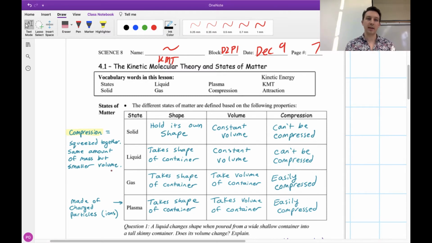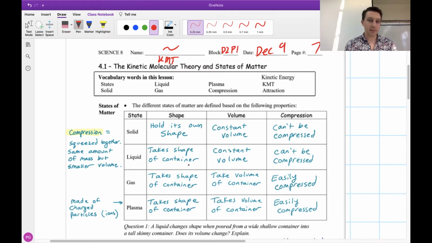So we don't mean stretching or squishing something, because what we're doing there is we're changing the shape, right? But we're not making it a smaller volume. All we're doing is changing the shape that the volume is in. But it would have a constant volume, and usually it holds its own shape unless it's malleable, maybe you can bend it a little bit.